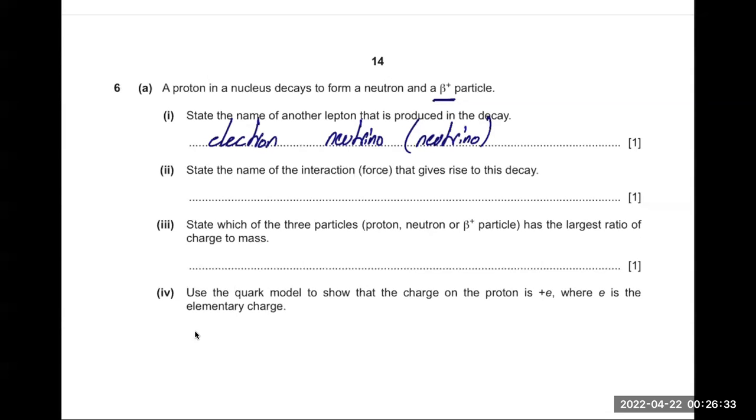State the name of the interaction force that gives rise to the decay. Weak nuclear force is responsible for this decay.